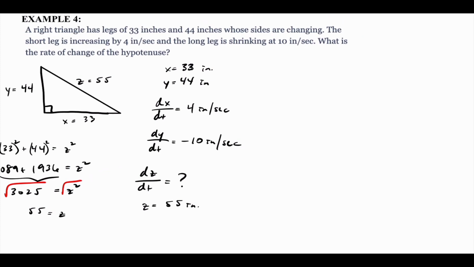That's all the stuff that I know and that I don't know. Is there an equation that relates all of these things? And it will help me find the rate of change of the hypotenuse.